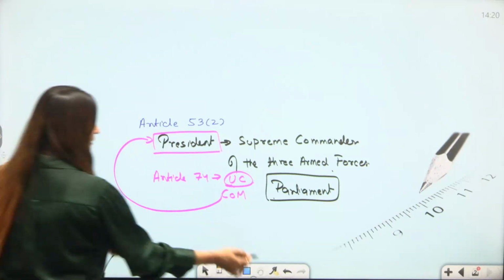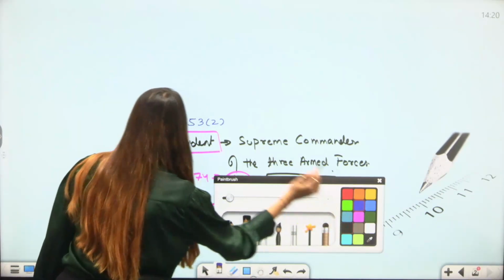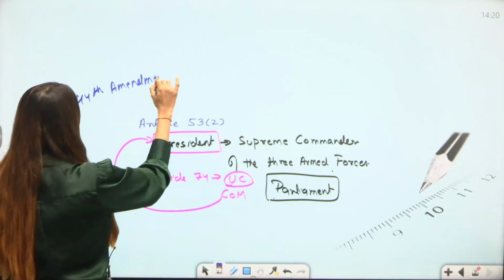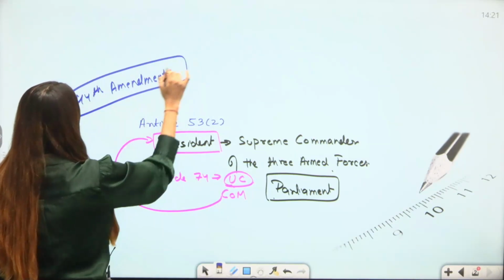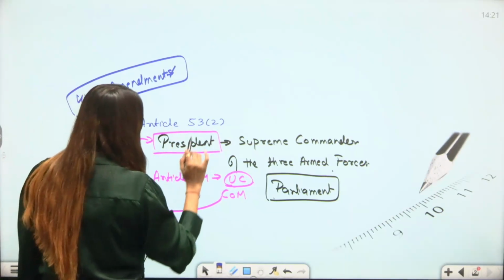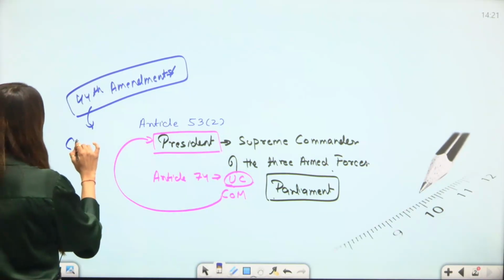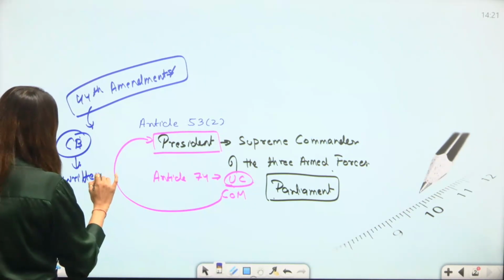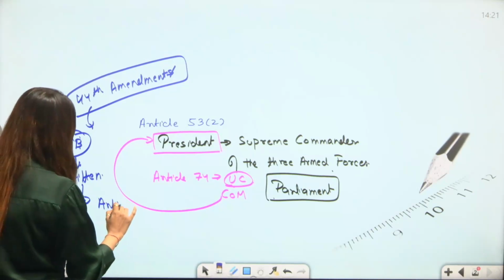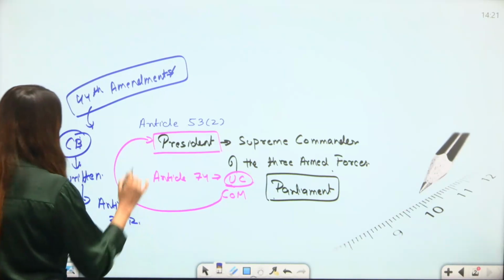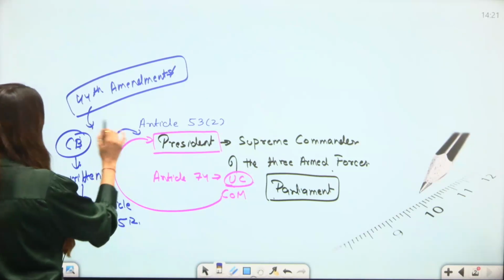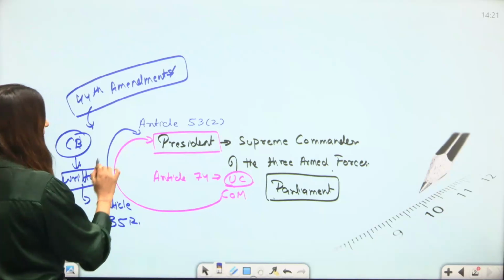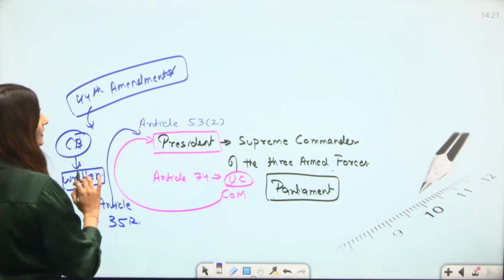Also, if I have to go by a very important amendment, the 44th Amendment. The 44th Amendment suggests that whatever advice is being tendered by the cabinet, it has to be done in written format, if under Article 352 the President has to declare any sort of emergency. It made the advice of the cabinet written in nature so that it can be given to the President, and the President then only can declare emergency.